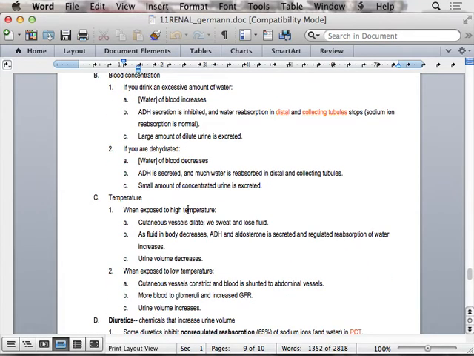So a couple other things that impact urine volume: temperature. This one's kind of interesting. When you're exposed to high temperature, a couple of things happen. First of all, you do cutaneous vasodilation, right, to cool yourself down.